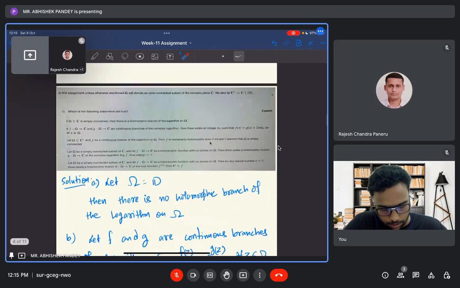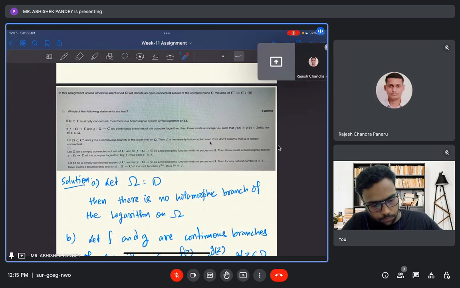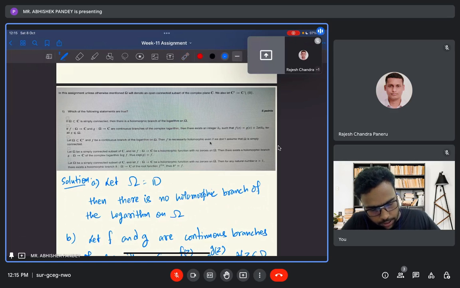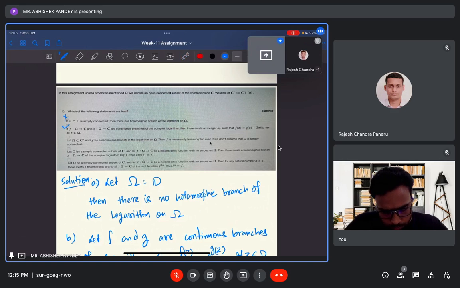Yes. So basically the first one is false, the second one is true. Now let us look at the third one. Let omega be a subset of C star, basically C minus 0, and f be a continuous branch of the logarithm on omega. Then f is necessarily holomorphic even if we don't assume that omega is simply connected. So basically this is true.